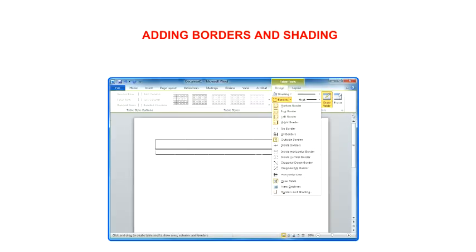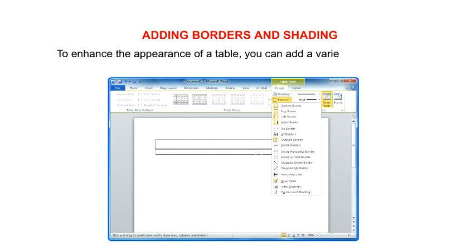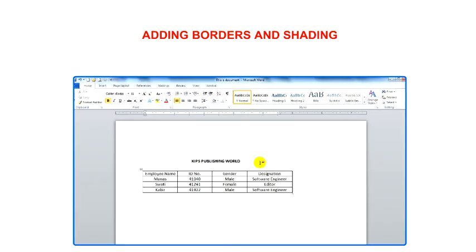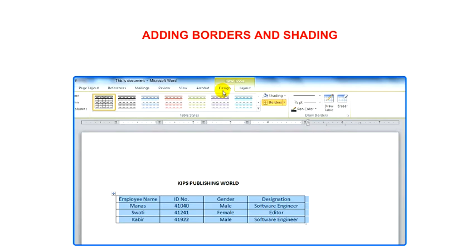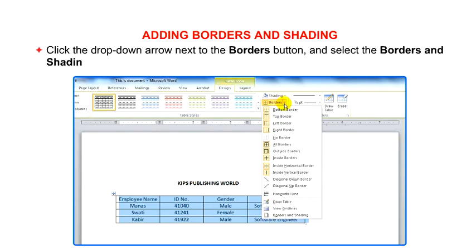Let us learn about adding borders and shading. To enhance the appearance of a table, you can add a variety of borders to it. Adopt the following steps. Select the entire table. Click the Design tab. Click the drop-down arrow next to the Borders button and select the Borders and Shading option from the drop-down list.